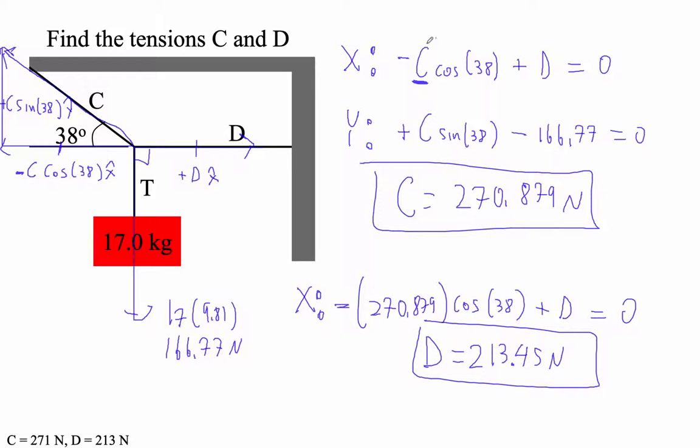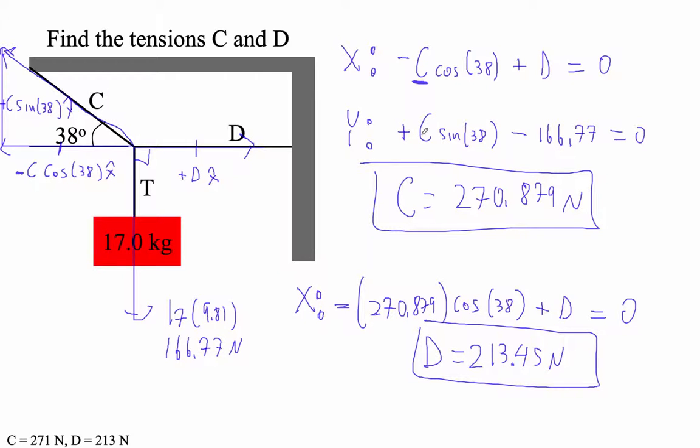Now, you can just double check. Let's just plug in these two numbers. It's not going to hurt me, right? So the opposite of C cos 38 plus D, which is just this number I found, should equal 0. And indeed, it's 2.5 times 10 to the minus 8th, which means it's just some of the digits on the end of the calculator, but it's essentially 0.